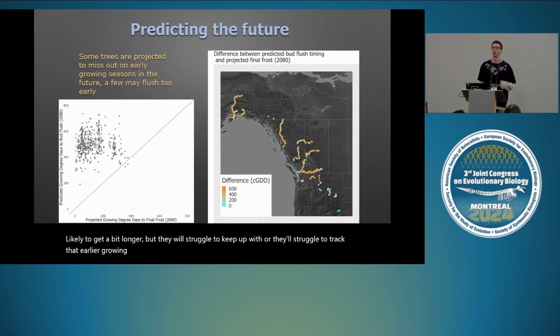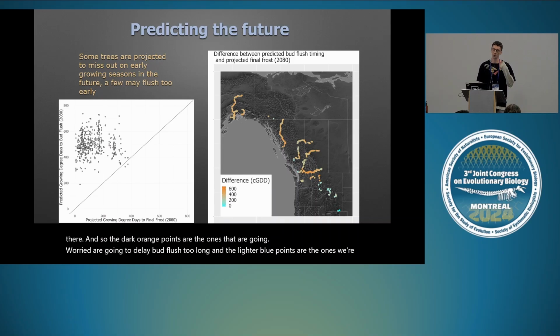There'll be plenty of growing degree days that pass before they finally flush their bud. However, there are a couple points below the line, and so those are the trees that we're worried about flushing too early and then getting hit by a return to winter temperature. And so I've also plotted the difference between these two axes on the map there, and so the dark orange points are the ones that we're worried are going to delay bud flush too long, and the lighter blue points are the ones we're worried about frost damage for.